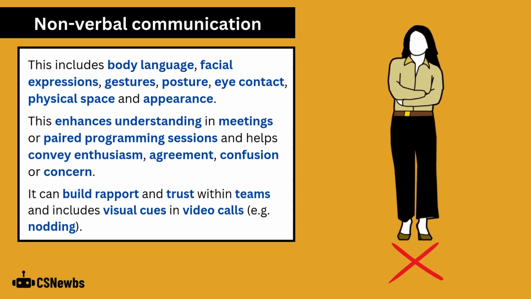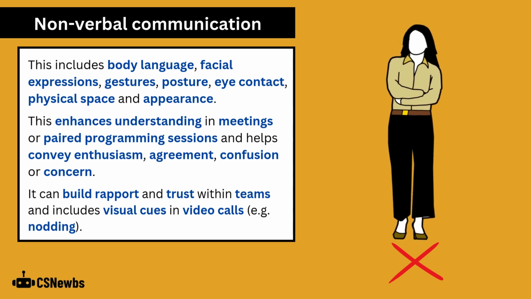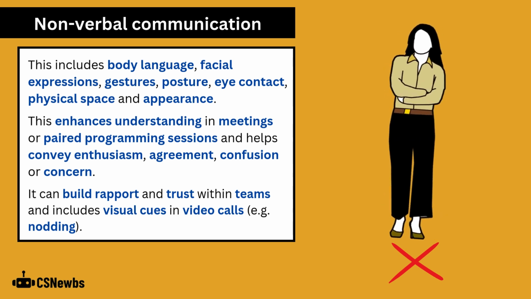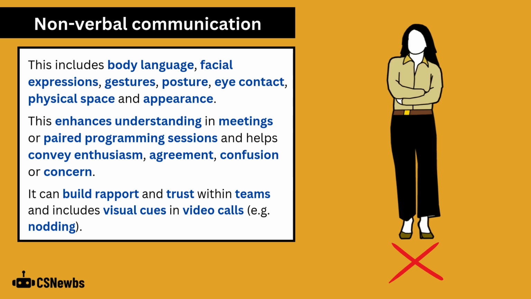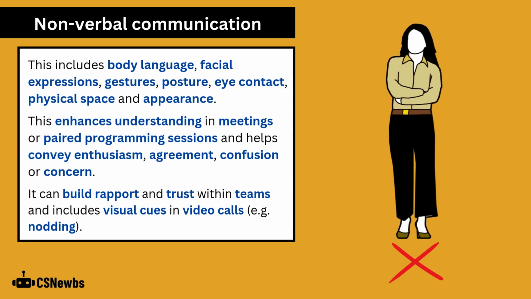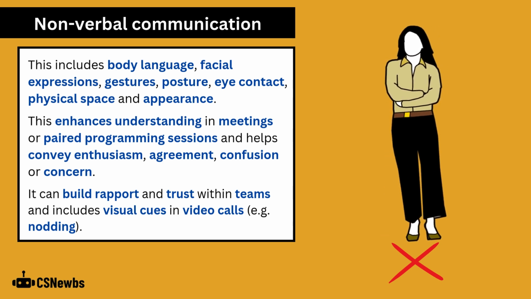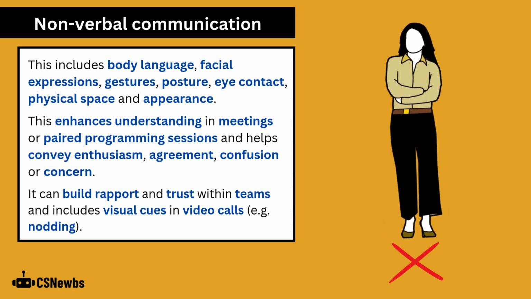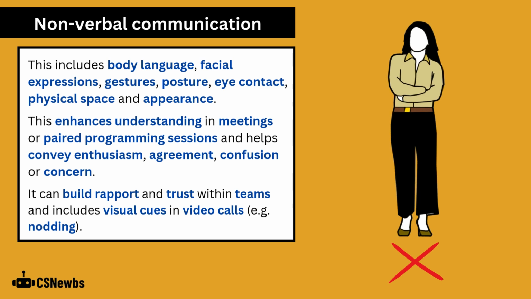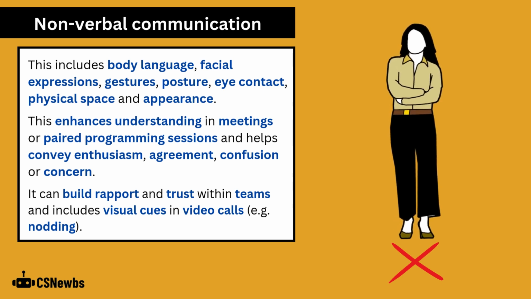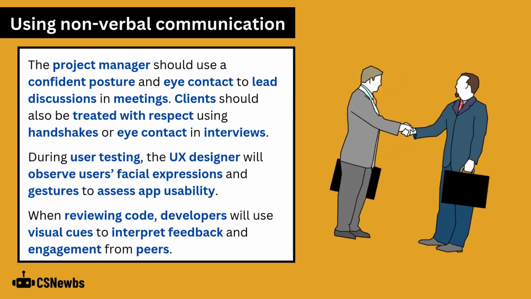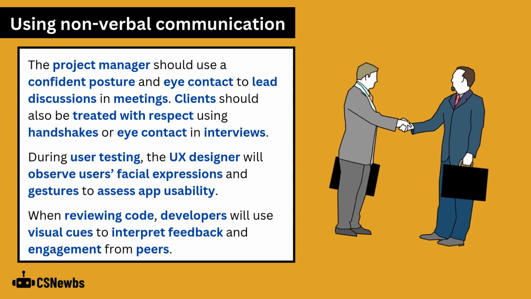Non-verbal communication includes body language, facial expressions, gestures, posture, eye contact, physical space, and appearance. This enhances understanding in meetings or paired programming sessions and helps convey enthusiasm, agreement, confusion, or concern. It can build rapport and trust within teams and includes visual cues in video calls too, such as nodding along as people are speaking. The project manager should use a confident posture and eye contact to lead discussions in meetings.